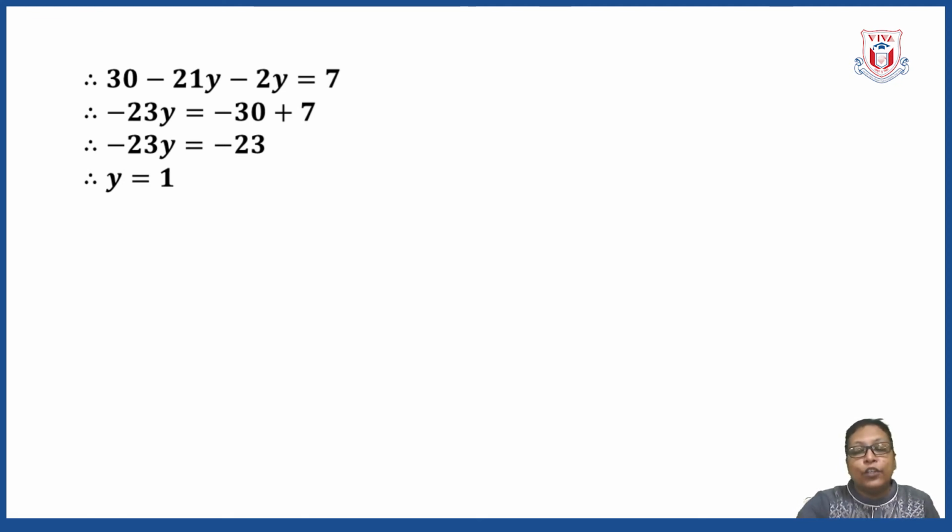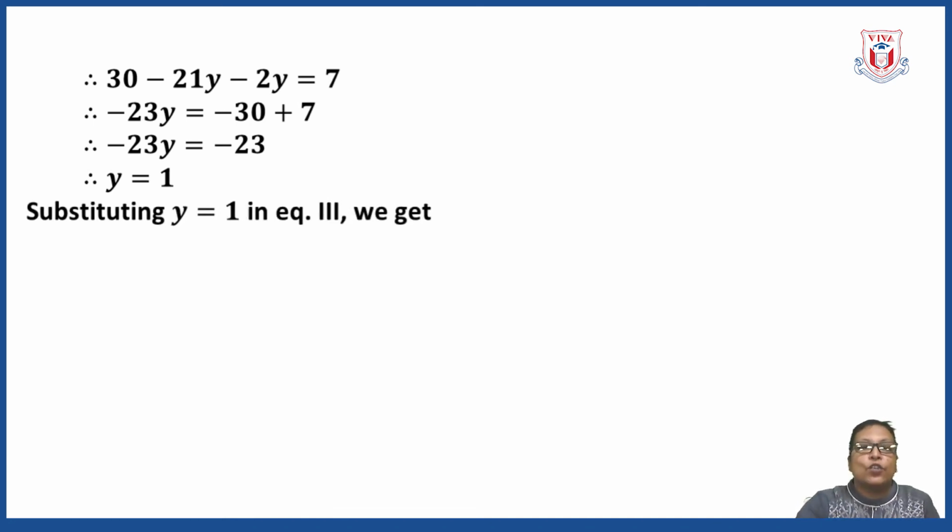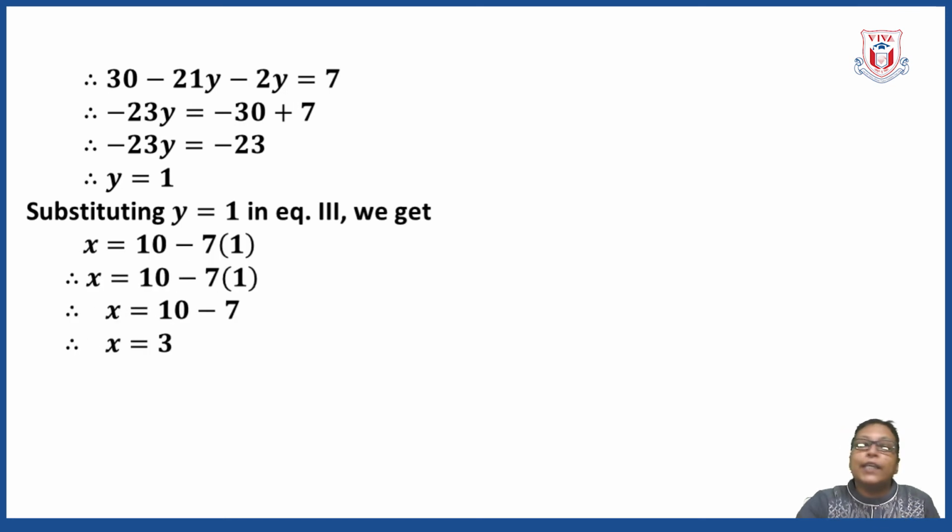Now we can use equation number 3 which we have seen there, and in that by putting the value of y is equal to 1 we can get the value of x. So substituting y is equal to 1 in equation 3 we get. That is why I told you to number the equations, because we are going to use it here for finding the value of x. So x is equal to 10 minus 7y.